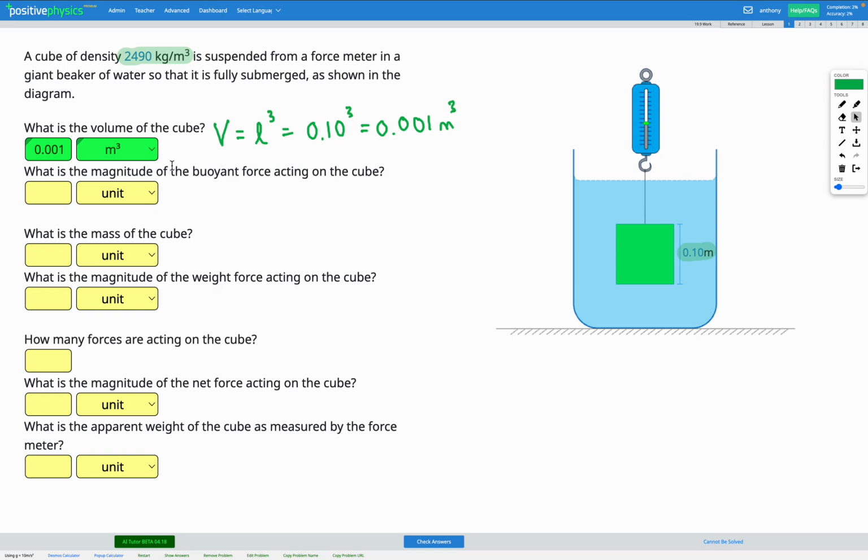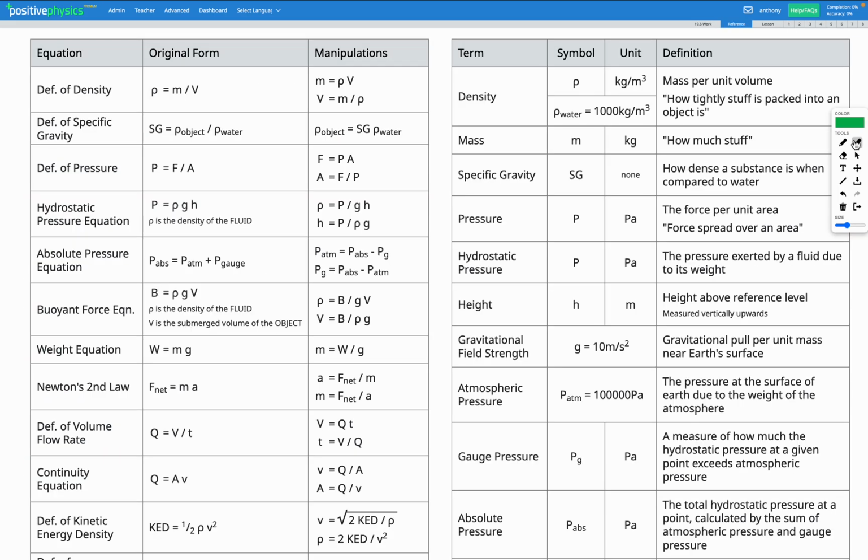Next, we're going to use that volume to figure out the buoyant force acting on the cube. Let's head to our reference sheet. Here's our equation for buoyant force. The buoyant force is equal to the density times g, which is 10, times the volume. Now be careful, because the density is the density of the fluid that the object is in. It's not the density of the object. V is the submerged volume of the object. So we just have to be really careful when we're putting our numbers into this equation.